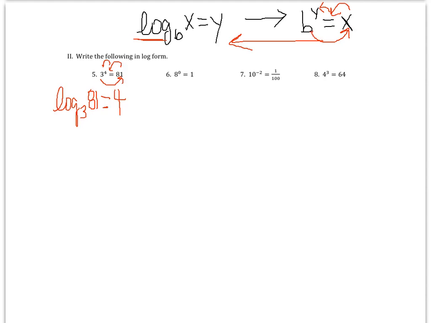Okay, let's move on to number 6. Start with the word log. Base 8 of 1. Pick up your equal sign, and it's equal to 0. Now this is actually one of our log rules, and I will write this down in just a moment. Pause the video right here for number 7 and 8. Let's do those on your own, and then play it back when you're ready to check your answers.